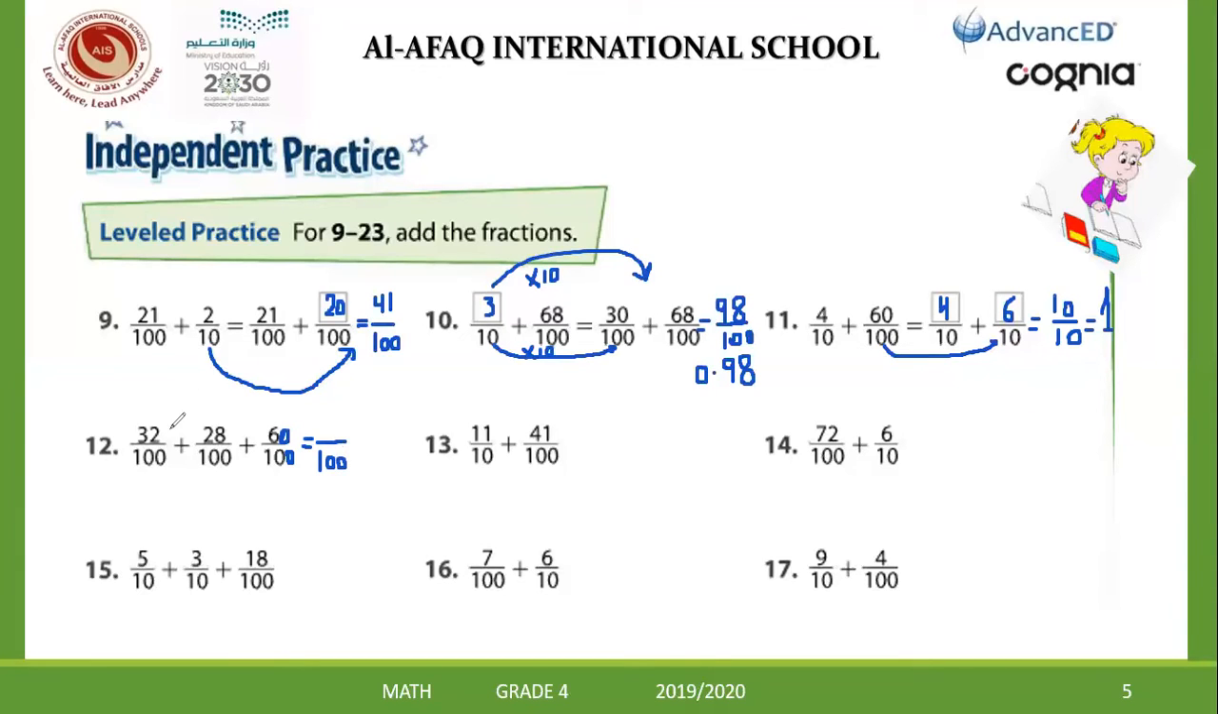Start adding from the ones. 2 and 8 and 0. All the ones will be 10. Write 0 and group 1. Great. Add all the tens together. 1 and 3, 4. 4 and 2, 6. 6 and 6. The whole answer? Yeah, great. 12.